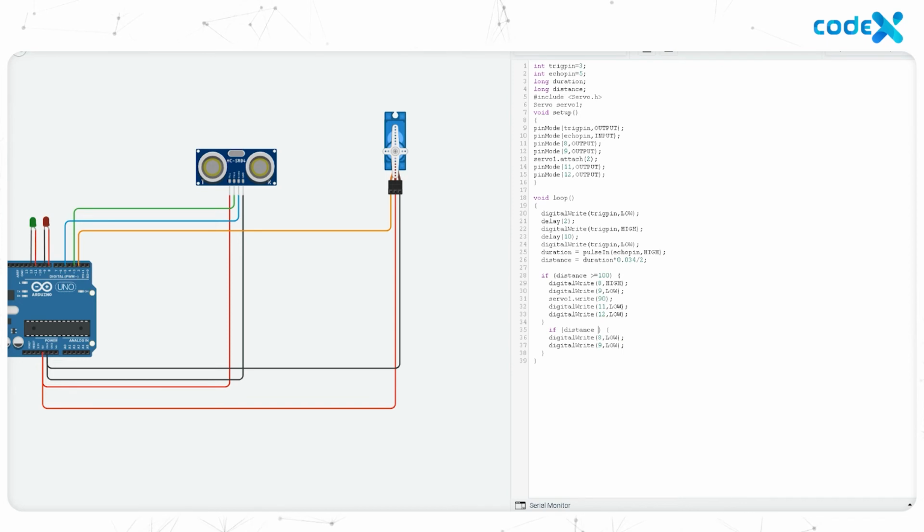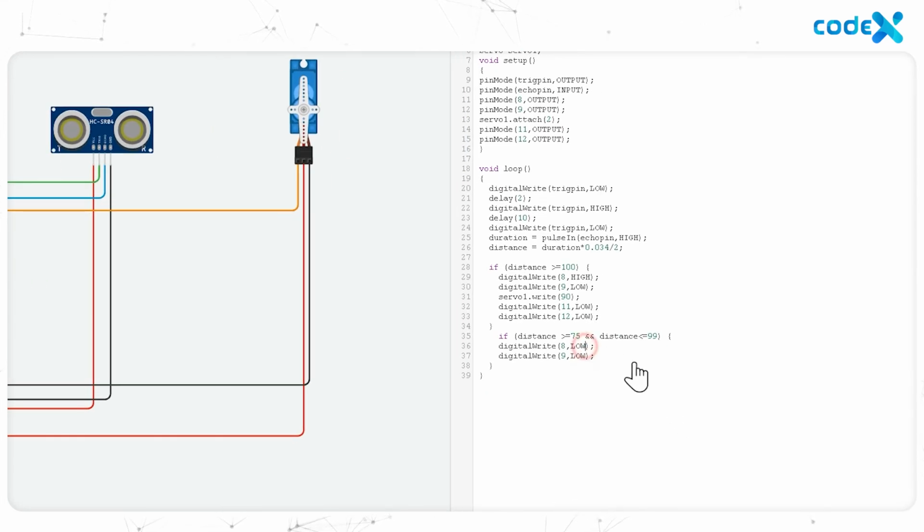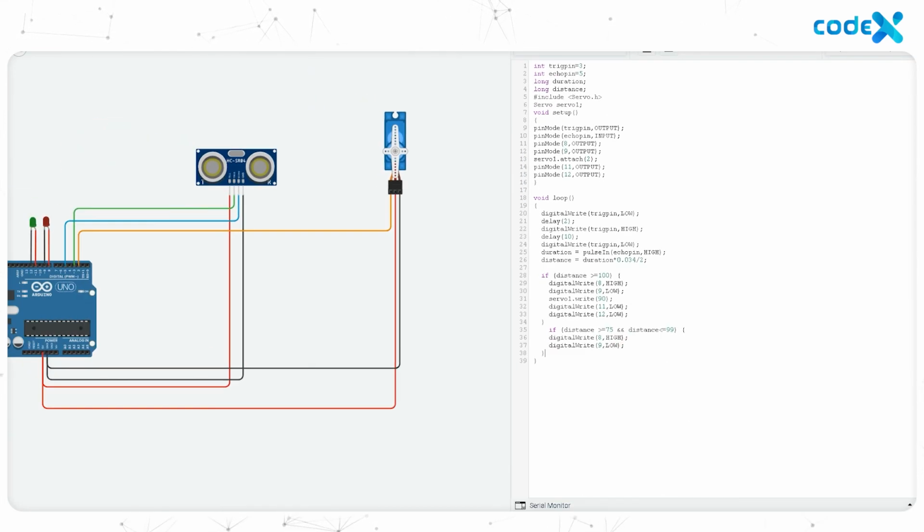For the next condition, we need to change the angle of the servo to 67 degrees when the distance is greater than or equal to 75 and less than or equal to 99. So let's change the syntax to if within brackets distance greater than or equal to 75 and distance lesser than or equal to 99. Change the pin number 8 to high to turn on the red LED.